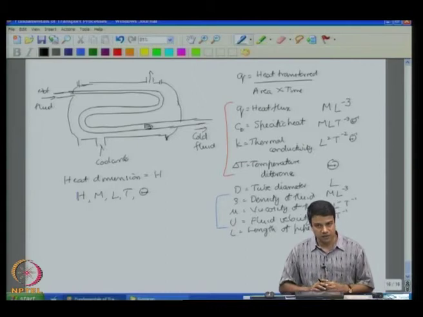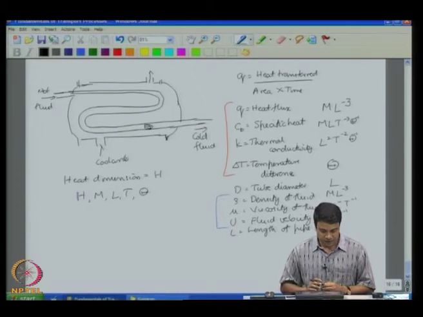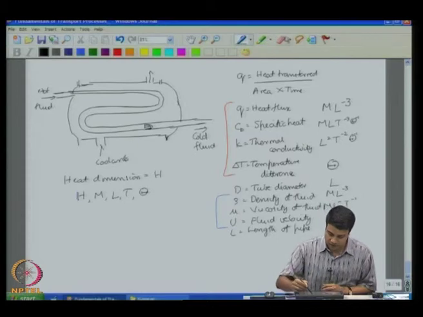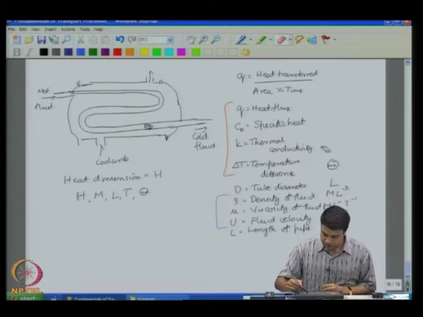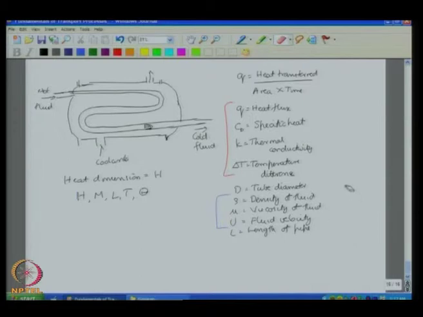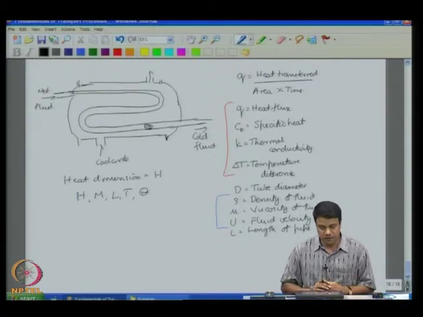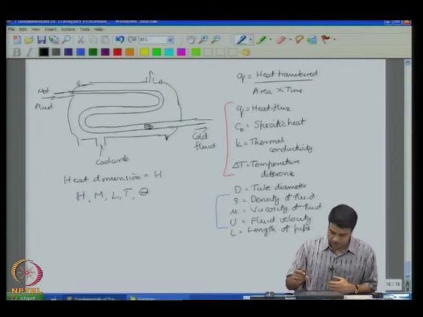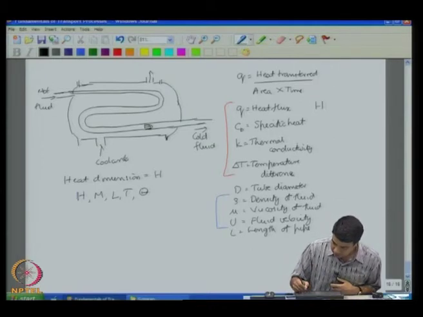Therefore, the heat dimension can be written as H, okay, in which case now I have 5 fundamental dimensions, 9 dimensional groups, which means I should have 4 dimensionless groups. Okay. So, let us see what those are. So, if I consider H also as another fundamental dimension, then I should write the thermal quantities in terms of H. Okay. Heat flux is heat transported per unit area per unit time.